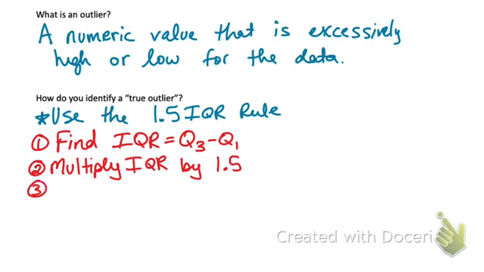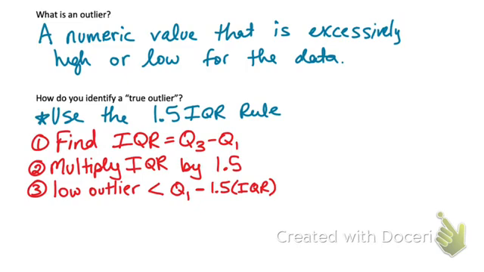Then here's what you're going to do. You're going to have a low outlier for any number that is less than Q1 minus that 1.5 IQR value. Any number that is less than 1.5 IQR subtracted from Q1, that number would be considered a low outlier. So if I take Q1, subtract 1.5 IQR, anything less than that is a low outlier.